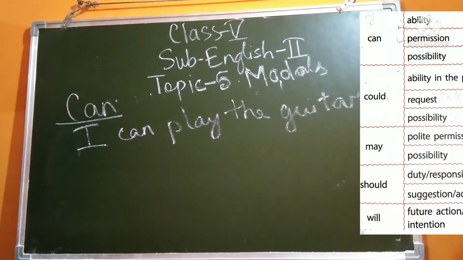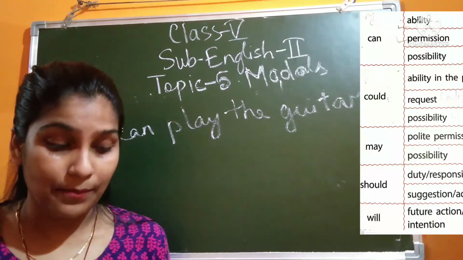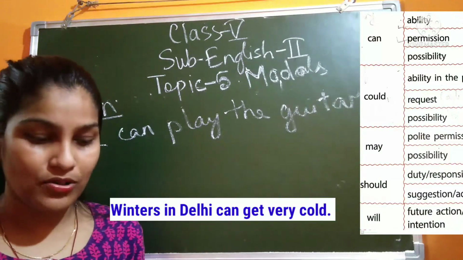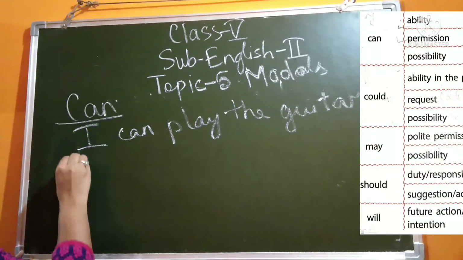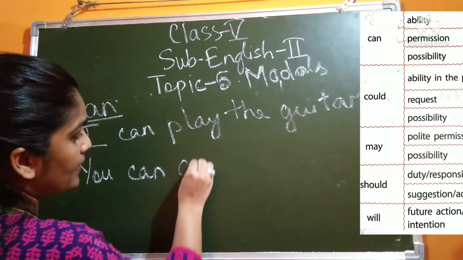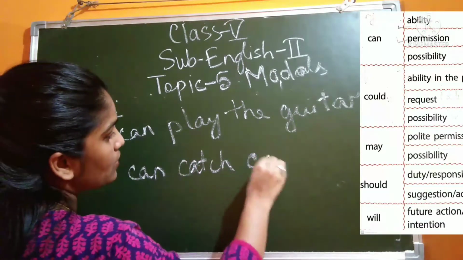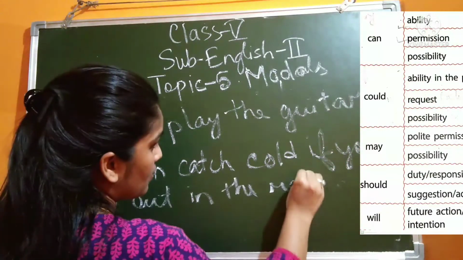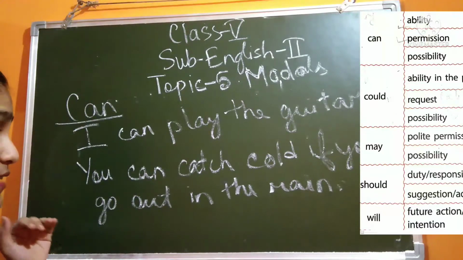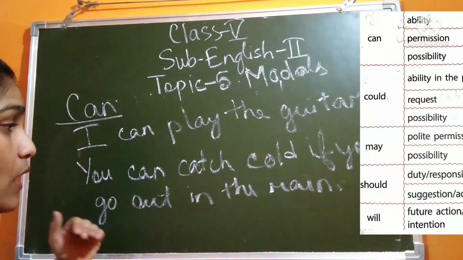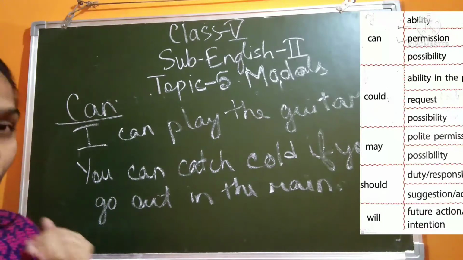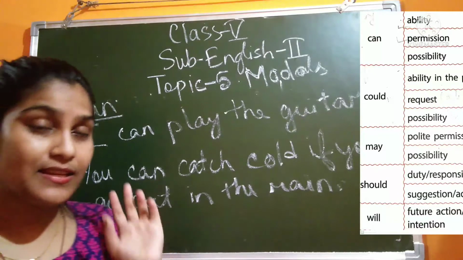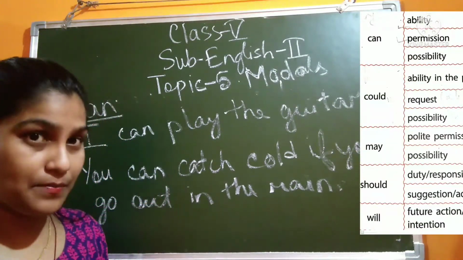Okay. Next is possibility. There is a possible chance to happen, right? Like winters in Delhi can get very cold. These are general possibility. If I give you an example, like you can catch cold if you go out in the rain. So here there is a general possibility that if you go out in the rain, then you can catch cold, right? So I hope you have understood the uses of can. Yes, it expresses ability, permission, possibility, right?